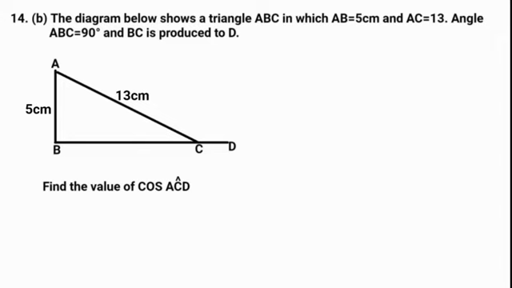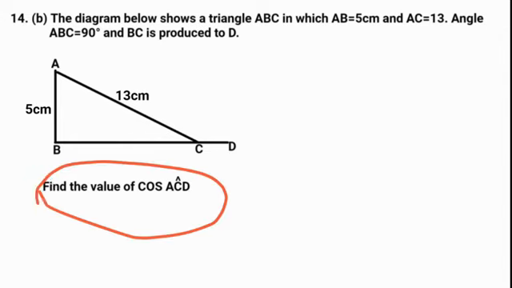Question 14b was as follows. The diagram below shows a triangle ABC in which AB is equal to 5 cm and AC is equal to 13 cm. Angle ABC is equal to 90 degrees and BC is produced to D. The question is to find the value of cosine of angle ACD.